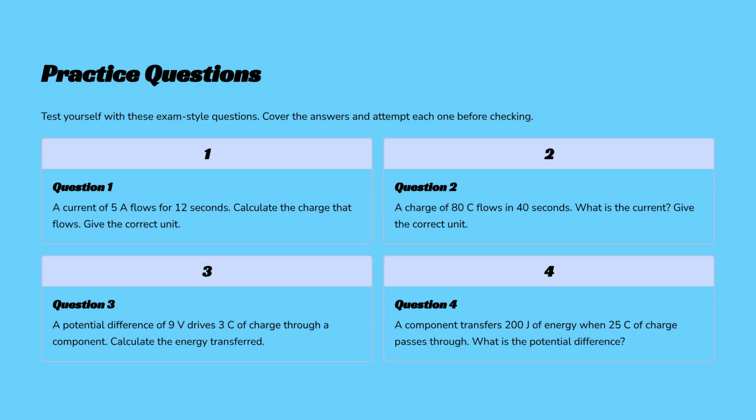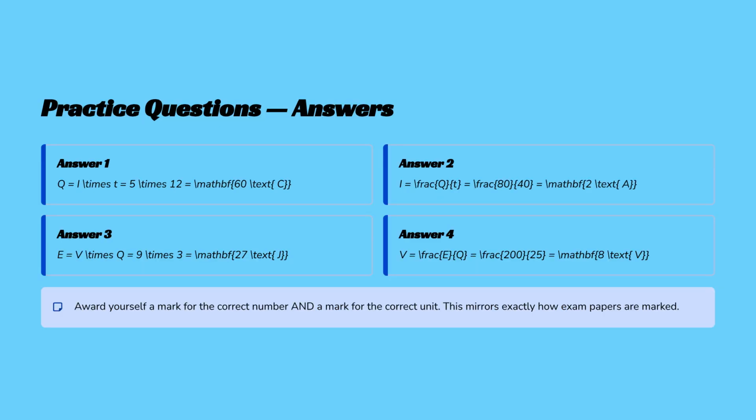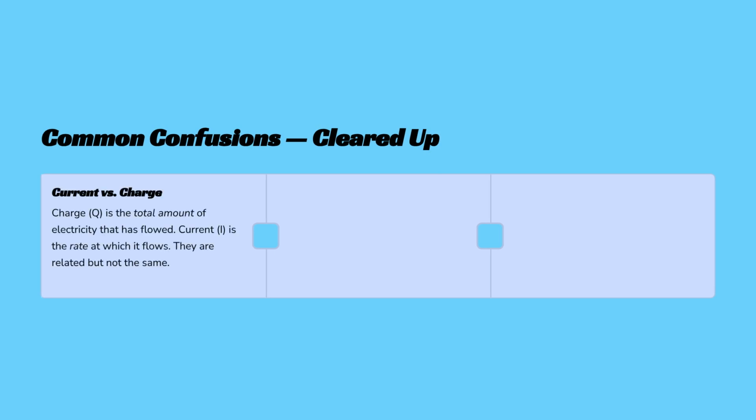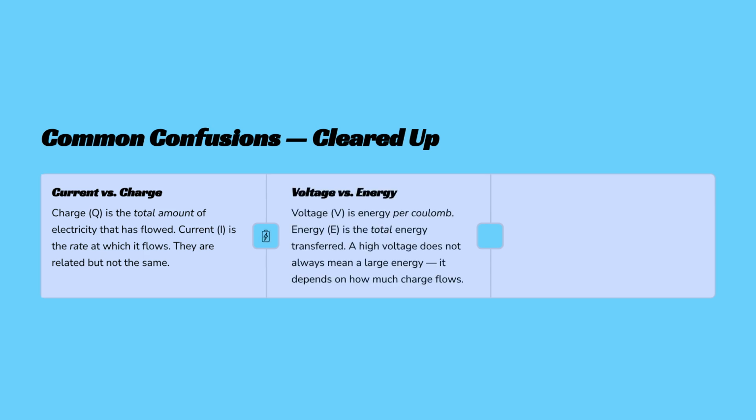Test yourself with these 4 practice questions. Pause the video and attempt to calculate the answers for each, remembering to use the correct units for each step. Here are the solutions to those practice questions. Always award yourself 1 mark for the correct number and another for the unit, as this is how you will be marked in your exam. It is easy to get confused. Remember that charge is the total amount, current is the rate of flow, and potential difference is energy per charge.